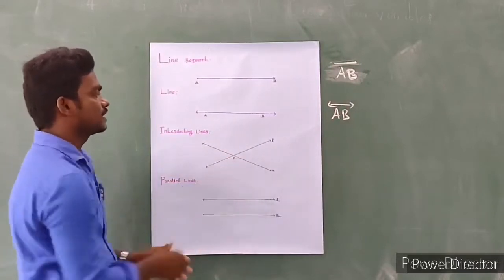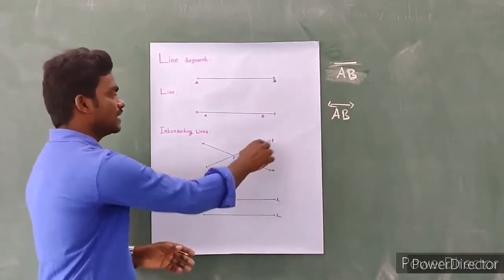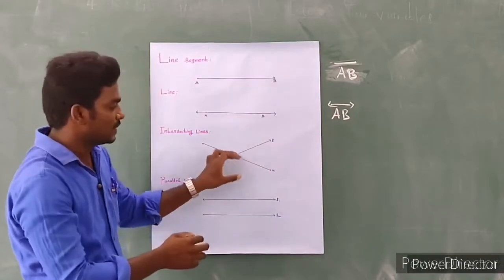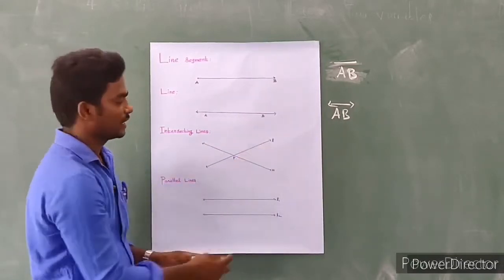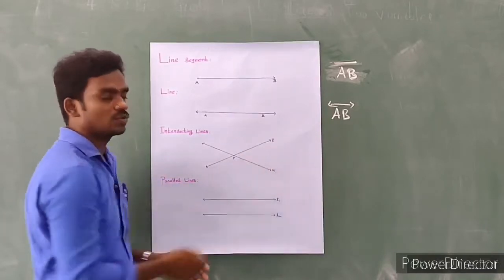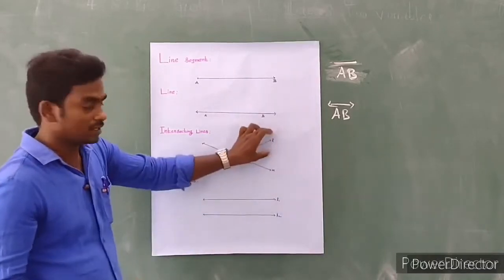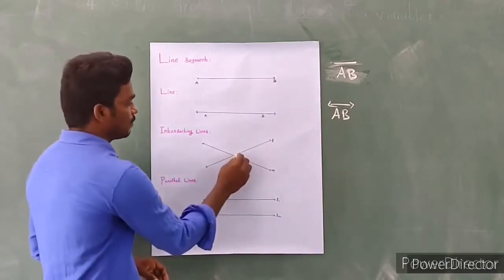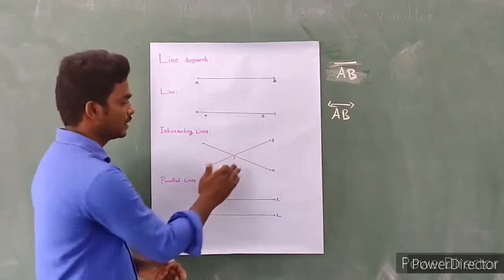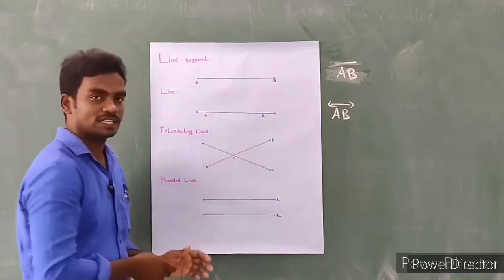Intersecting lines means two lines meeting at one point. If two lines meet at any one common point, these two lines are called intersecting lines. Here line L is intersecting line M, and the point P is the point of intersection.